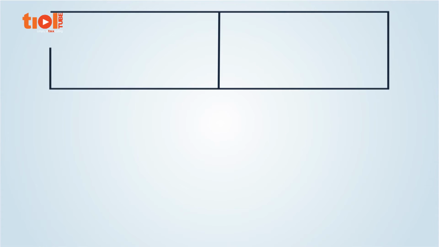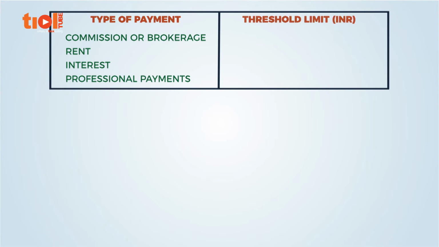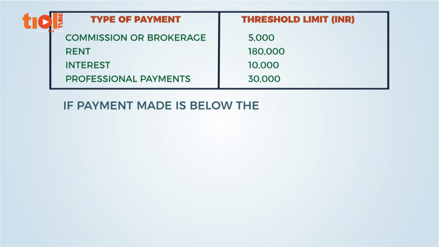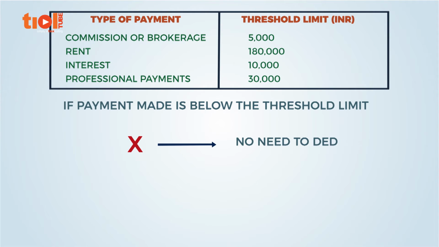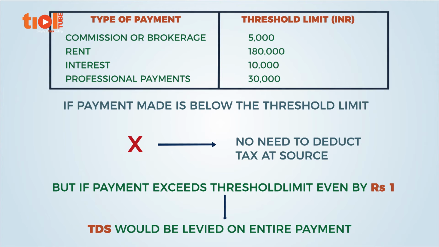In respect of various items liable to TDS, the income tax law has prescribed a threshold limit. If the expenditure incurred or payment made during the year is below the threshold limit, then there is no need to deduct tax at source. For example, at the time of making payments to professionals for technical service, if the total amount to be paid in a financial year is less than Rs 30,000, there is no requirement to deduct TDS. But if the amount exceeds even by Rupee 1, TDS has to be deducted on the entire sum of Rs 30,001.